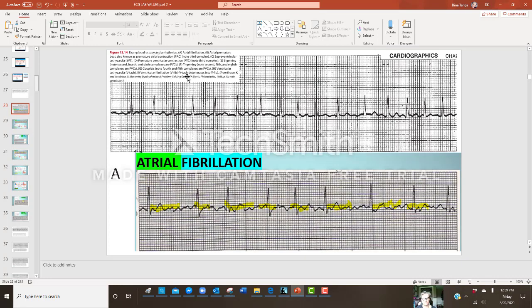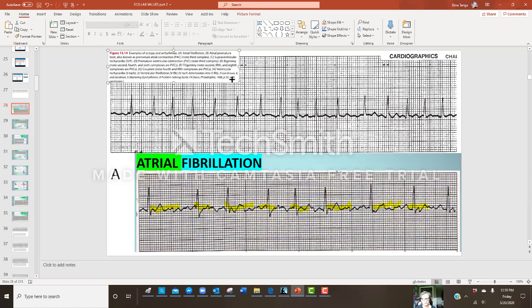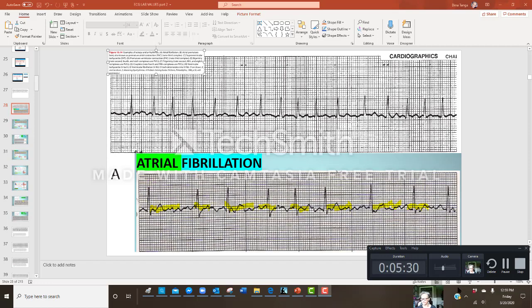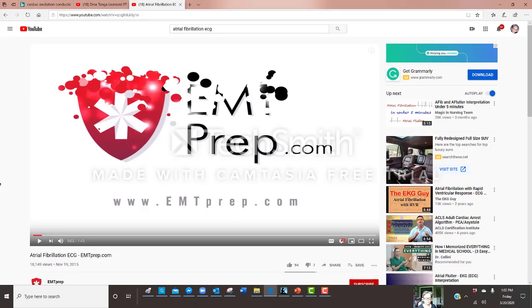And this is the picture of what was in the book, atrial fib. And here's a picture from our program's lecture. And so I'm going to go find a video that talks mainly about atrial fib. Okay, here's a very short one. Let's go ahead and look at this one.